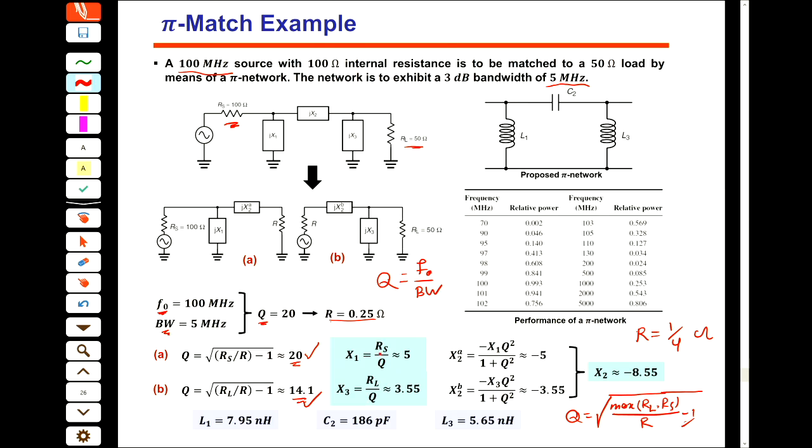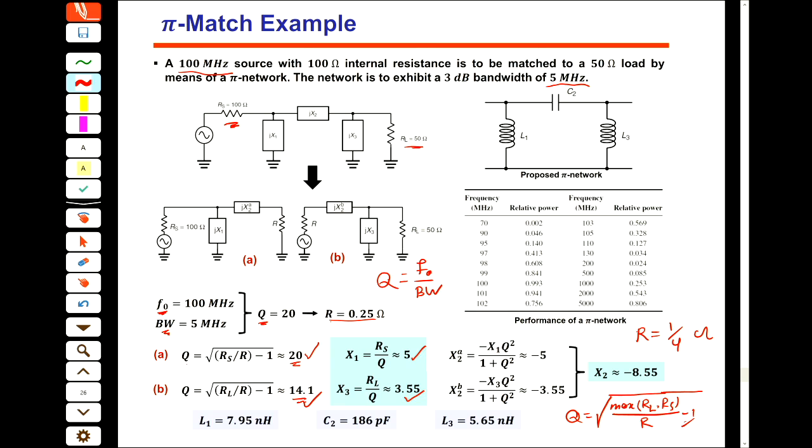So X1 equals RS divided by Q, and X3 is RL divided by Q. So X1 is 5, X3 is 3.50. No. This circuit has the Q of 20. This circuit has the Q of 14.1. The Q is coming from RL over R or RS over R. The Q is not something that we can select. I mean, you have to calculate the Q, and then based on that Q, you find the value for X.